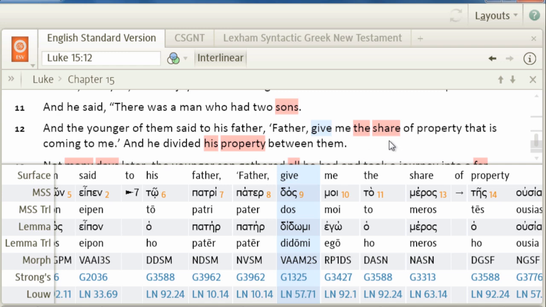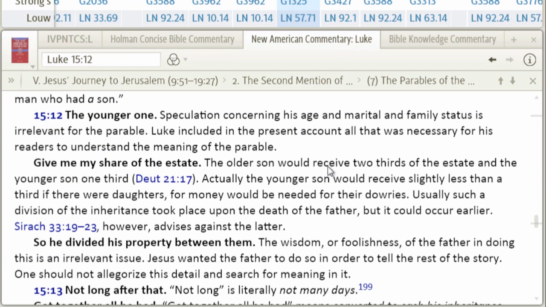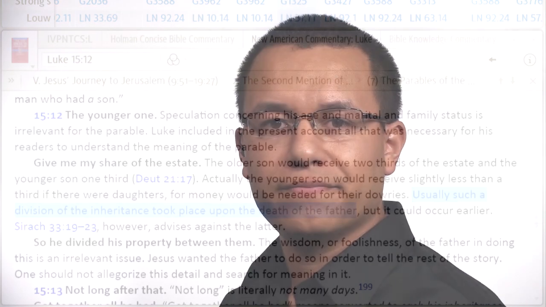But looking at the direct object might lead you to ask some other interesting questions like, when would a son normally get a share of their father's wealth? And now if you were to look at a commentary, you'd find that the division of inheritance actually took place usually upon the death of the father. So this request was almost the equivalent of saying, "Father, I wish you were dead."